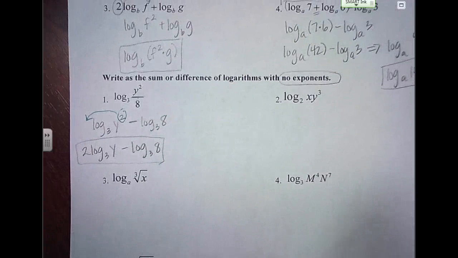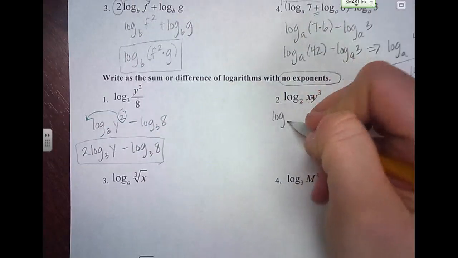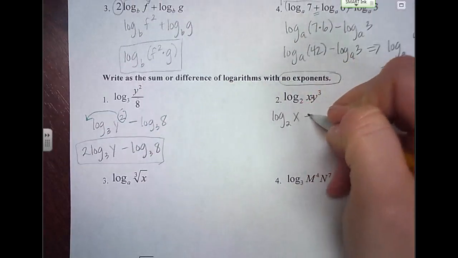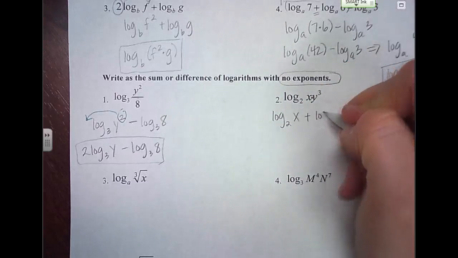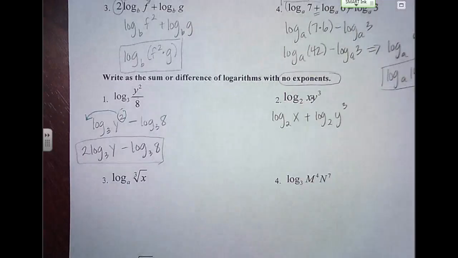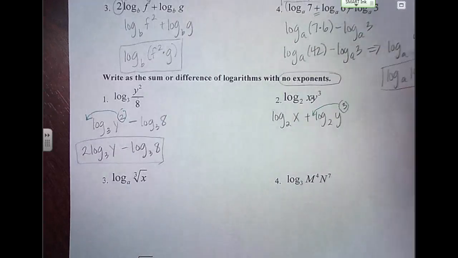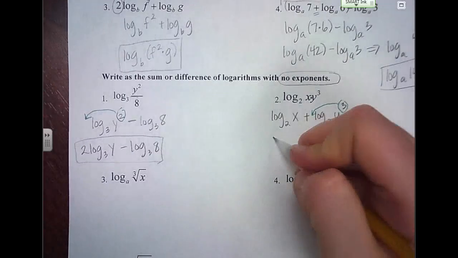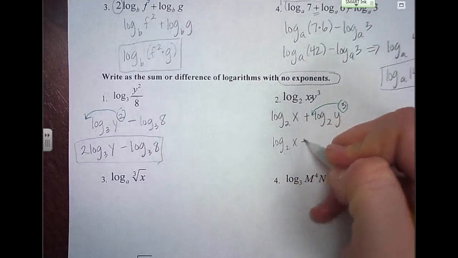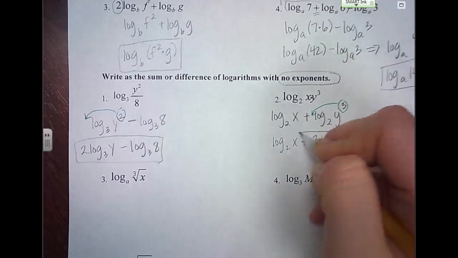Okay, number 2, I have multiplication. So multiplication I can spread out with addition. So log base 2 x plus log base 2 y to the 3rd. Again, we don't want any exponents. So we're going to take that 3 and move it just in front of this log right here. So log base 2 x plus 3 log base 2 y.